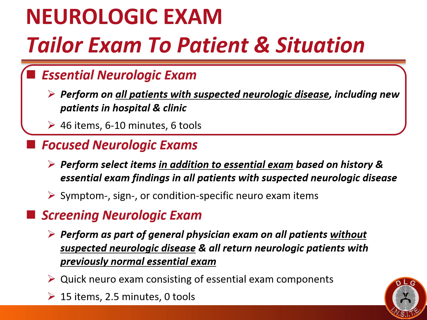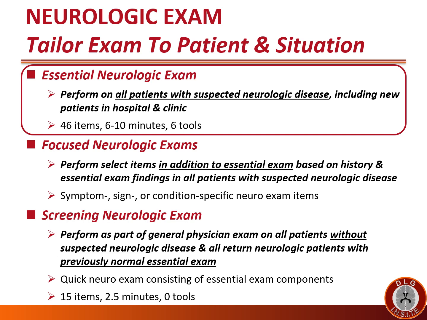The Essential Neurologic Exam covered in this presentation is to be performed on all patients with suspected neurologic disease, including new patients in the hospital and clinic. There are 46 items. It should take about 6 to 10 minutes, and there are 6 different tools. Focused neurologic exams are when one performs select items in addition to the essential exam, based on history and essential exam findings, in all patients with suspected neurologic disease. There are symptom, sign, or condition-specific neuroexam items that are called focused neurologic exams.